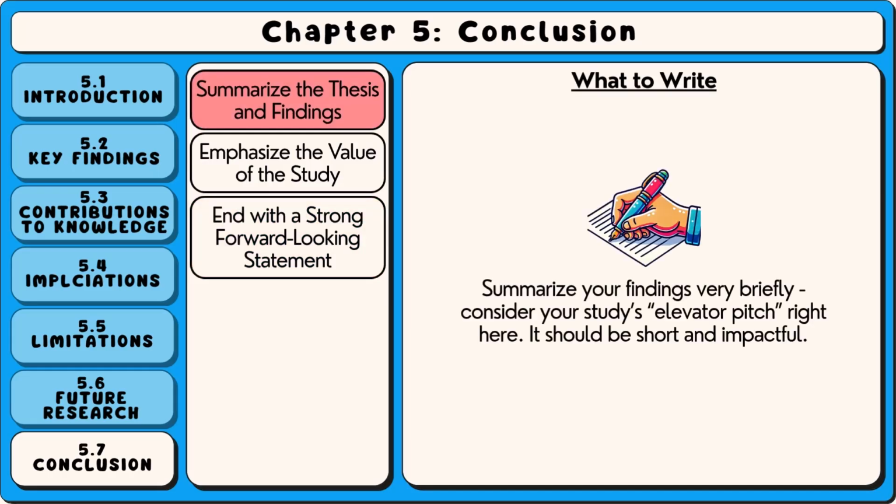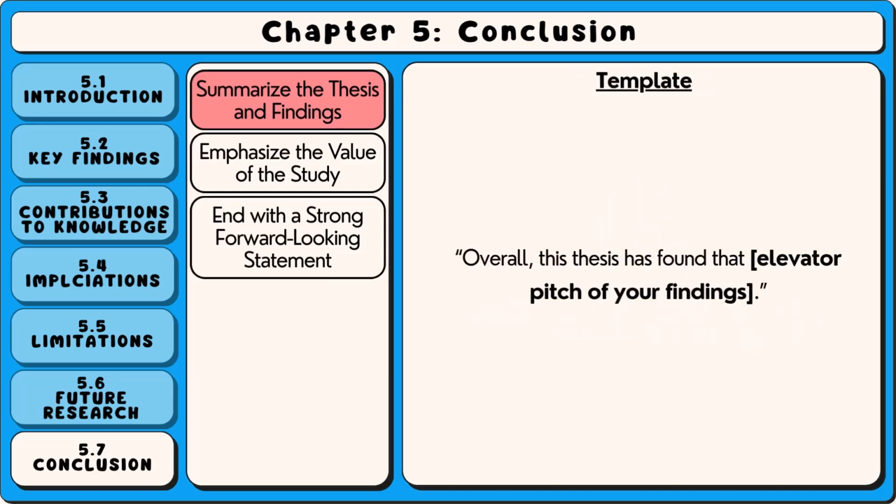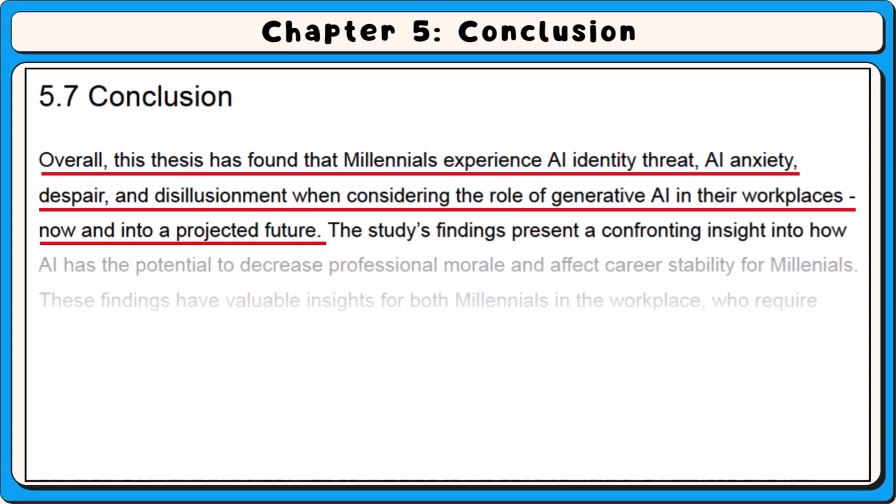Starting with summarizing the thesis and findings, this is an elevator pitch opportunity. In other words, consider how you would explain your study if you only had 20 seconds to do so. This summary should be short and impactful, but brief. Here's a template. Overall, this thesis has found that, and then insert your elevator pitch of your findings, which could be as little as a paragraph, outlining what the key findings of the study are. Here's an example. Overall, this thesis has found that millennials experience AI identity threat, AI anxiety, despair, and disillusionment when considering the role of generative AI in their workplaces.